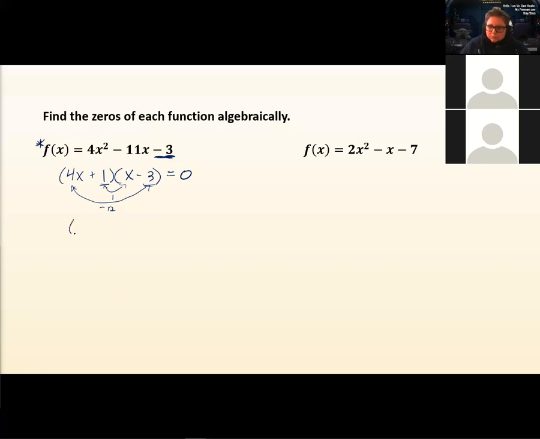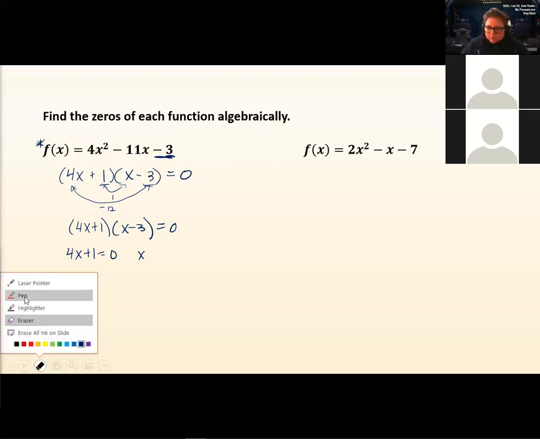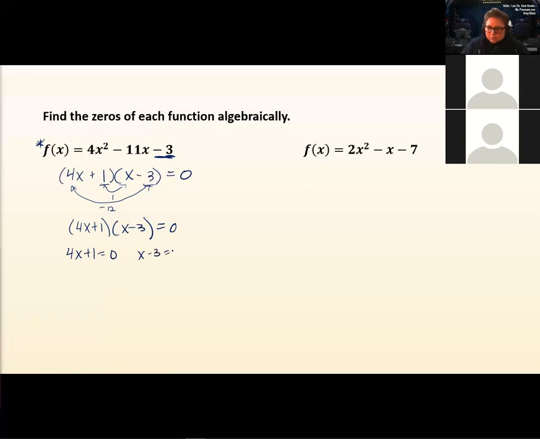When we're at this point, what do we do next if we're solving for x? Create two separate problems. Yeah. So 4x plus 1 equals 0, then x minus 3 equals 0. See, I'm trying to solve it already. There we go. Okay.